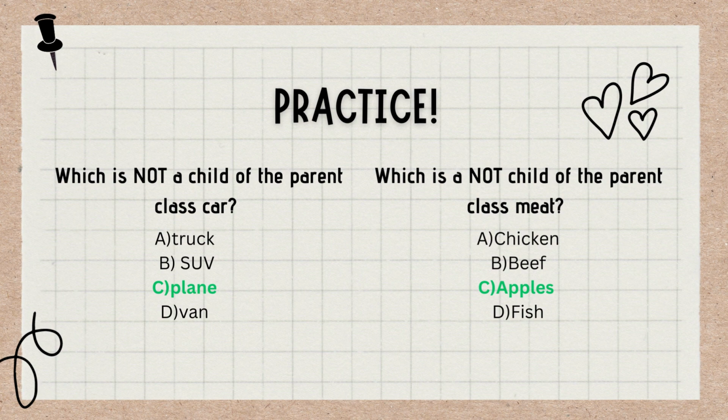So the correct answer is C, plane, and C, apples. For the first question, which is not a child of the parent class car? Truck is a child of car because it's kind of related. SUV is related to a car, van is related to a car, but a plane has nothing to do with the car, so it wouldn't really work. And which is not a child of the parent class meat? Obviously apples is the only one that doesn't fit the rest, so it would be C.